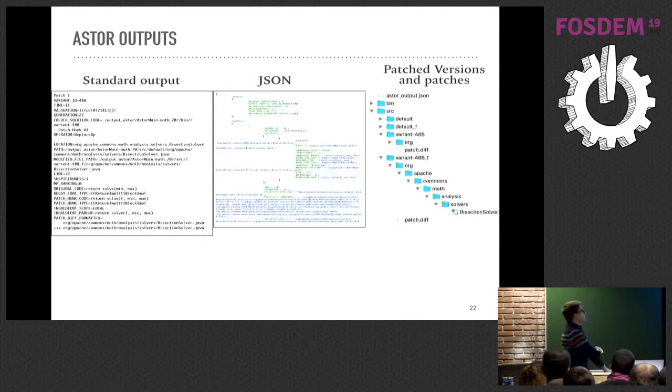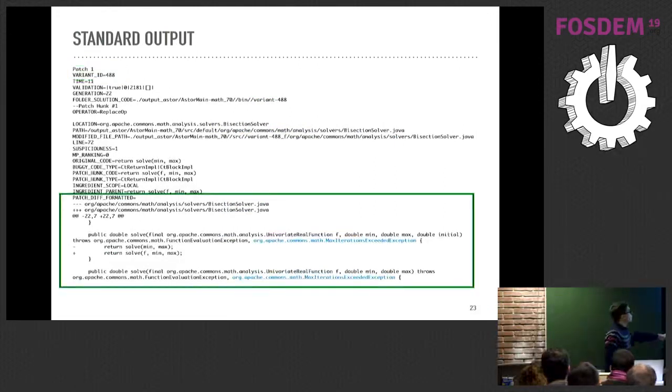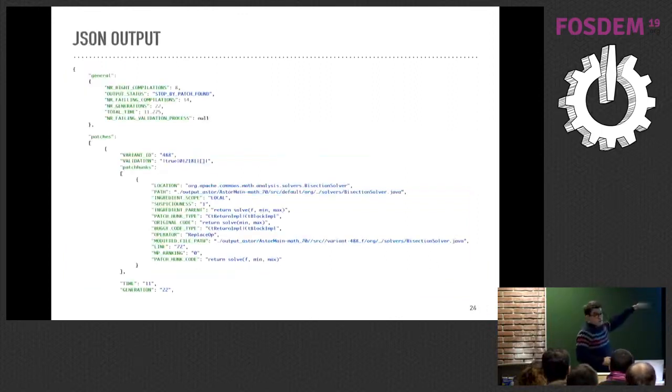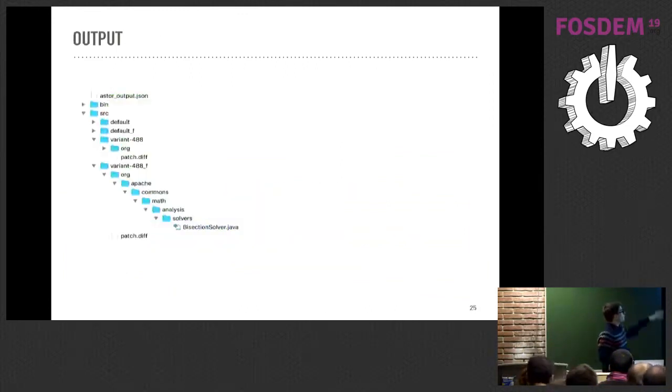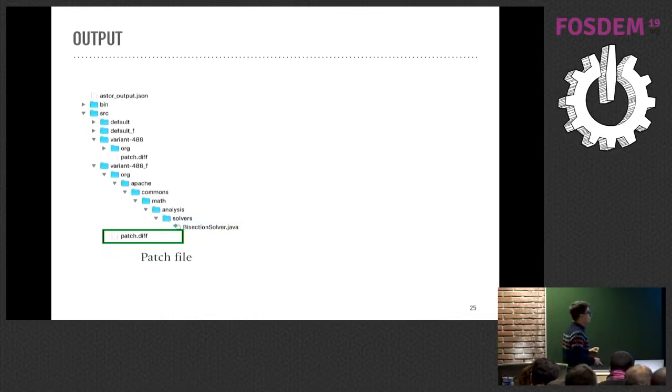So, what is the output? We provide three outputs. The first one is the standard output, which shows a lot of information. For instance, here is one identifier of the solution and the patch. Then we provide an output in JSON format, the same information. And also in the file system, we write the patched version of the program, of the file that was modified, and the patch that you can apply to your program.